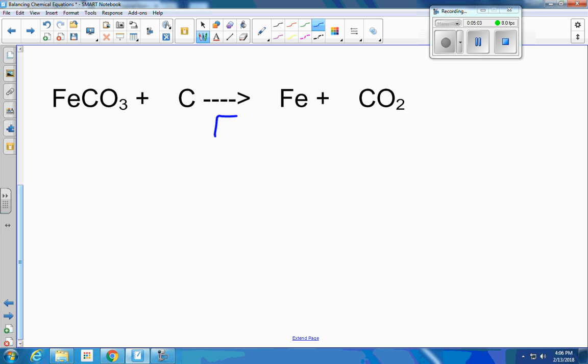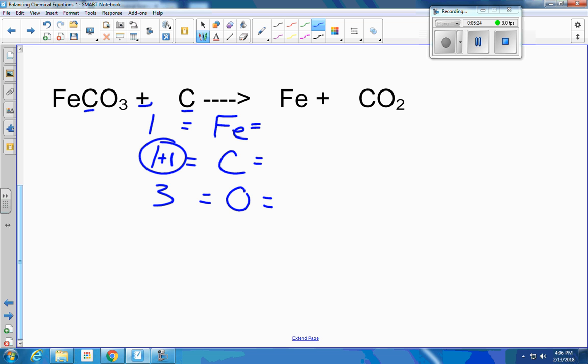On the reactant side, I have iron, carbon, oxygen, and carbon listed again. Now remember, we only list carbon one time. On the reactant side, I have 1 iron, 1 carbon, 3 oxygen, plus 1 more carbon. And I'm going to list them separately. I'm going to circle that and wait till the end to actually do my total for carbon. Now on the product side, I have 1 iron, 1 carbon, and 2 oxygen.